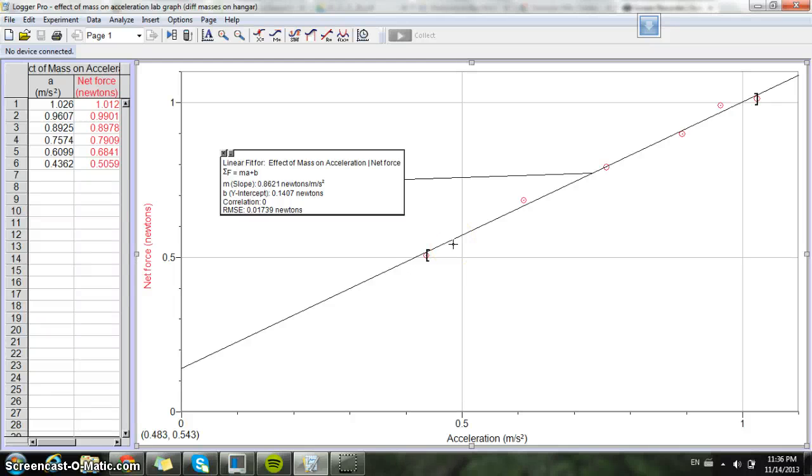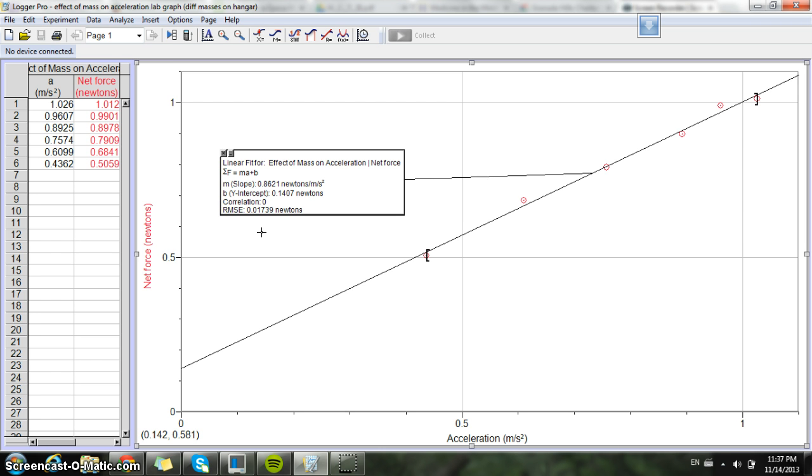Hi, this is Leanna from Period 5, and here we are looking at our data that we collected from the lab, the net force versus acceleration lab. First, let's take a look at our y-intercept, and as you can see, it's not at 0, but if you look, it's only about 0.14 newtons, and that's very small.